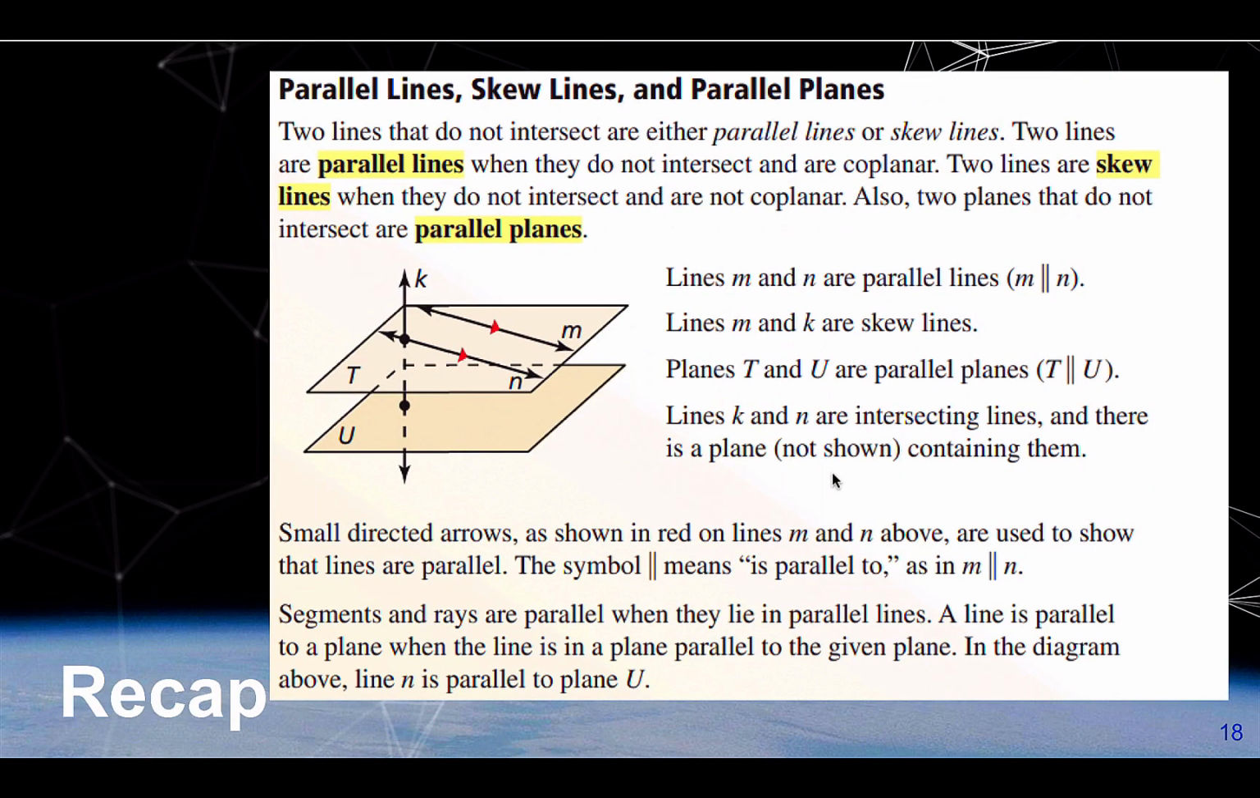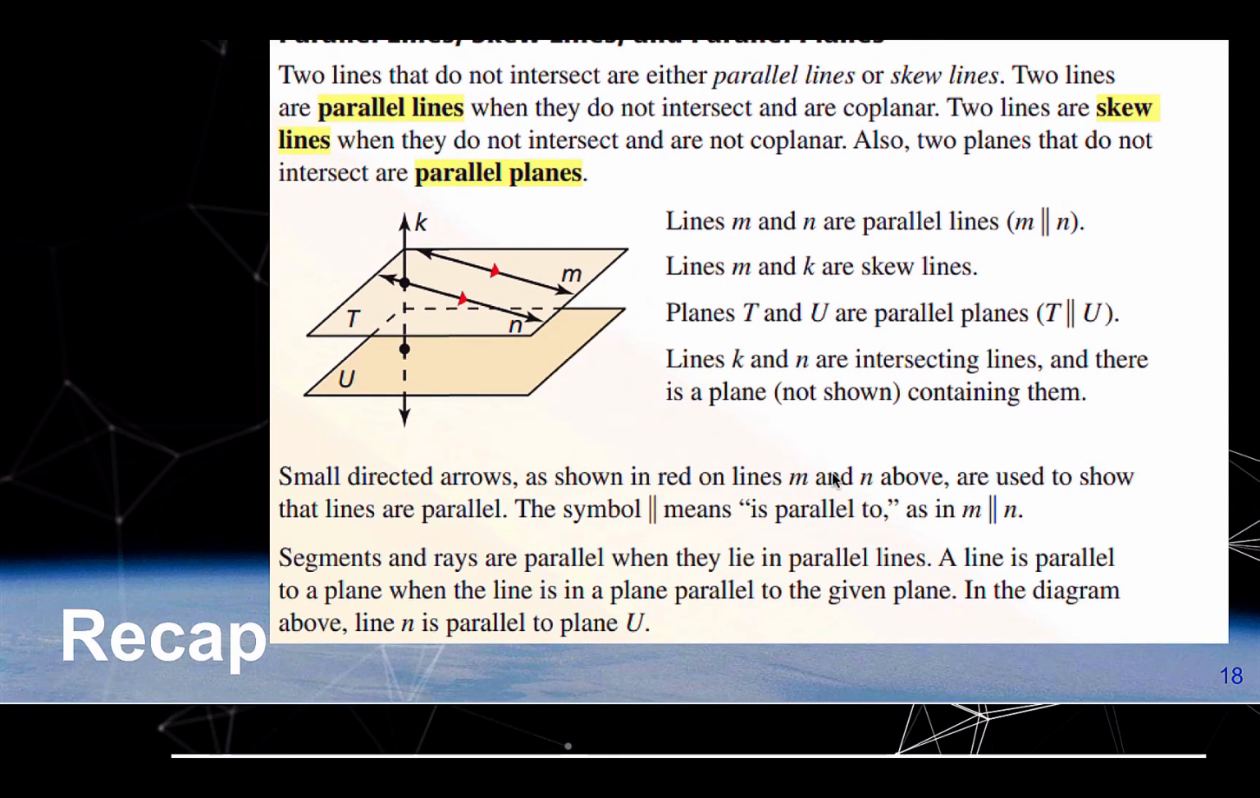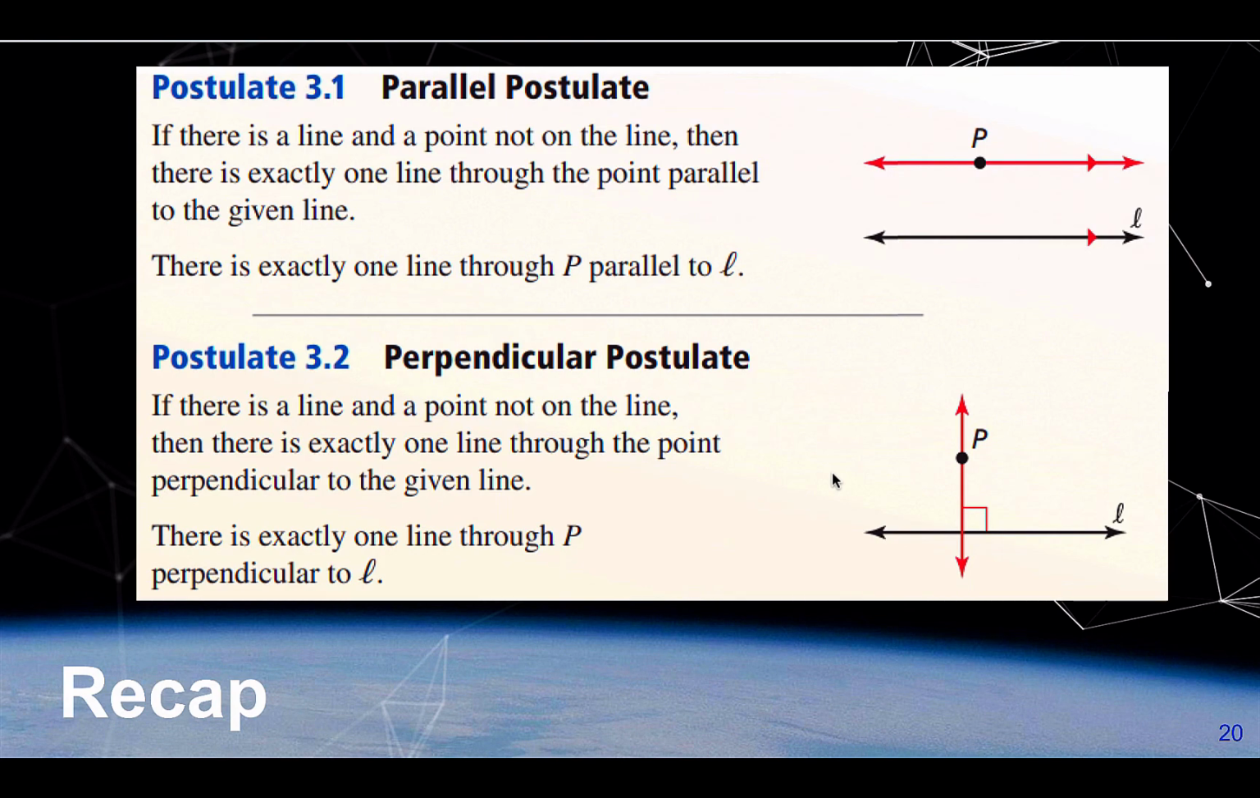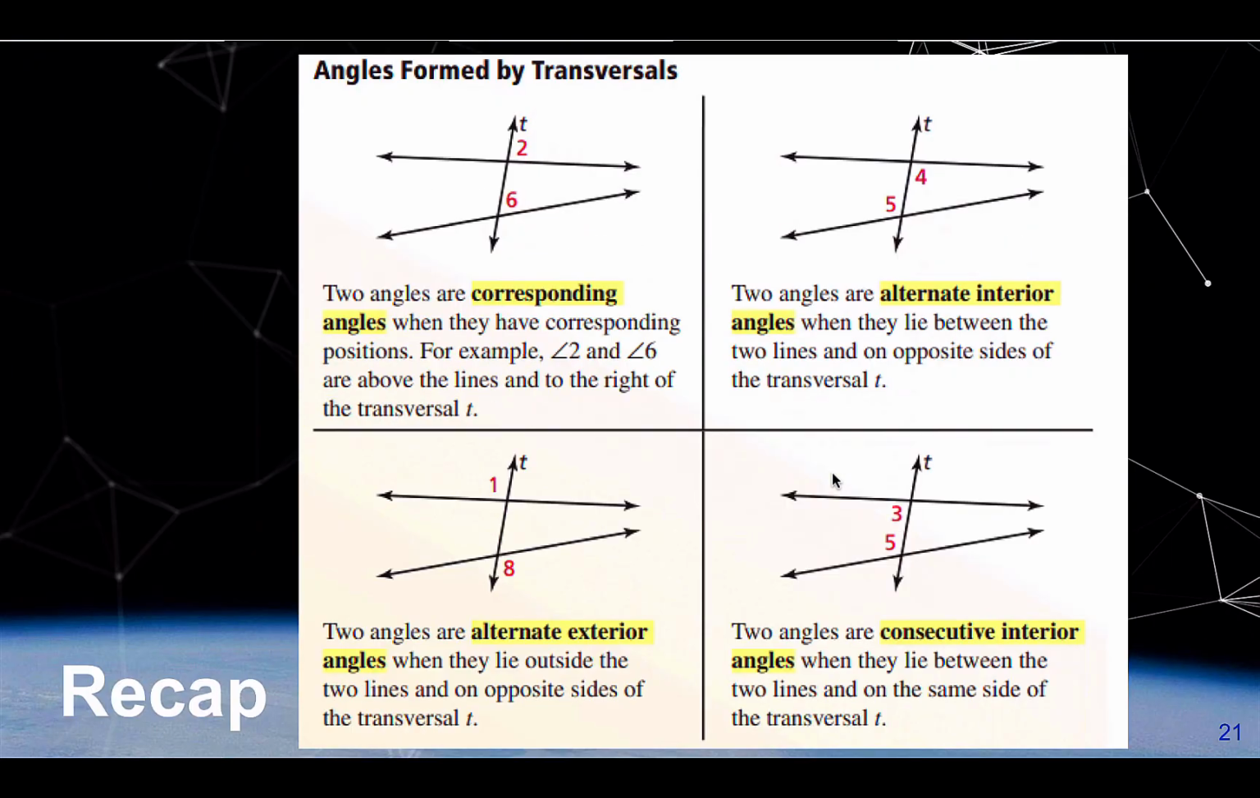Recap, lots of definitions. Parallel lines, skew lines, parallel planes. Identifying parallel and perpendicular lines. The parallel and perpendicular postulate. And then most importantly, the 4 different types of angles formed by transversals. These we're going to use in the future, and we need them for the next section. Please understand these 4 types of angles.